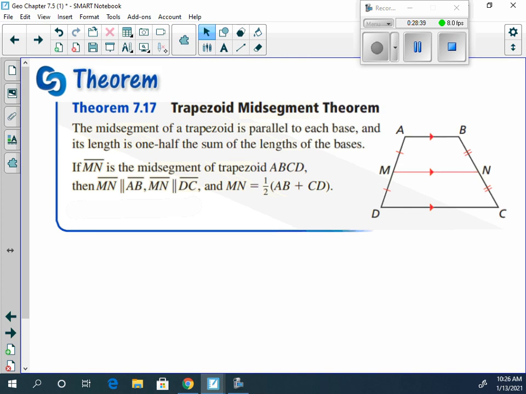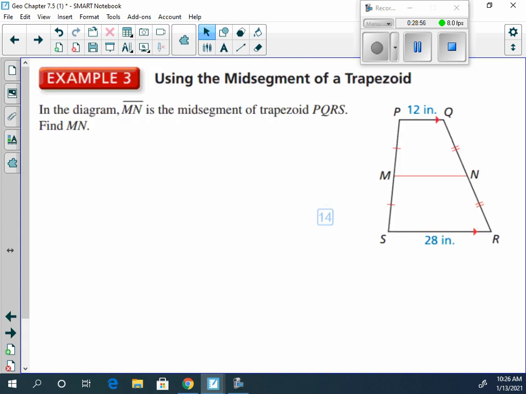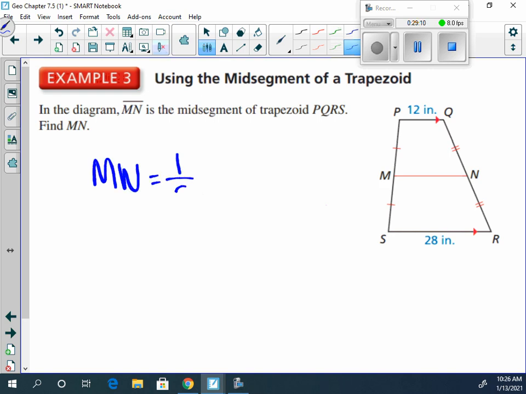So the length of the midsegment, MN, is equal to 1/2 the sum of the bases. The length of the midsegment is equal to 1/2 the sum of the two bases. And it's also in the middle. So the midpoints are these here. So the midsegment for this here, MN, is equal to 1/2 the sum of the bases.